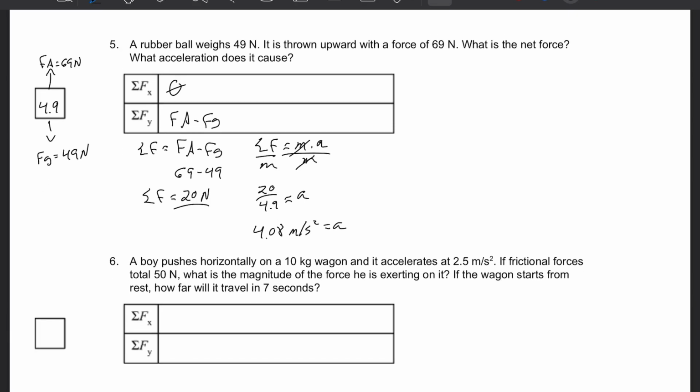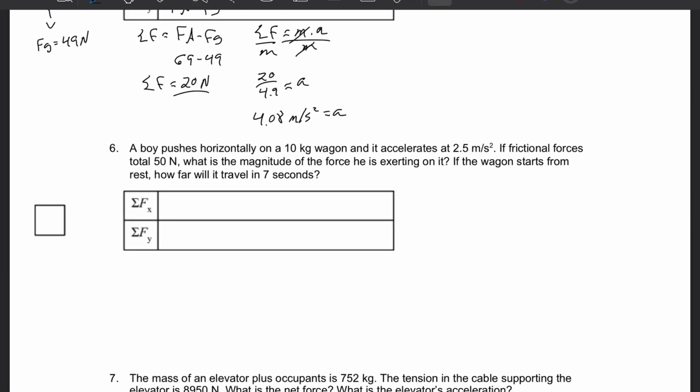Oh, great. Only asked one question, or 2 questions. That's great. A boy pushes horizontally on a 10 kilogram wagon. So we're going to put 10 in our box because that's the mass. The acceleration is 2.5, so we can't forget about that, but he is pushing, so we've got a force applied.